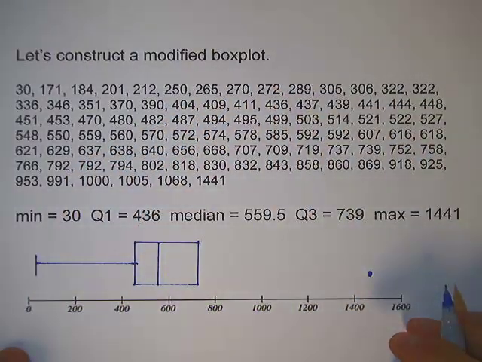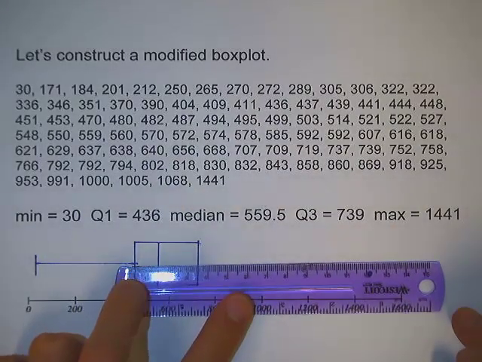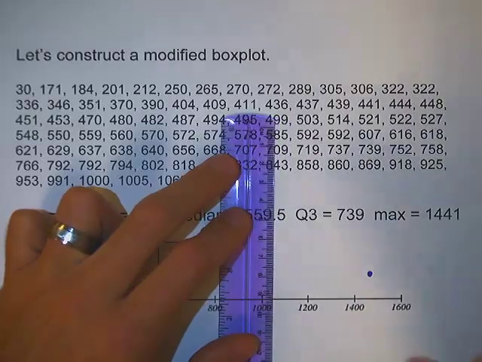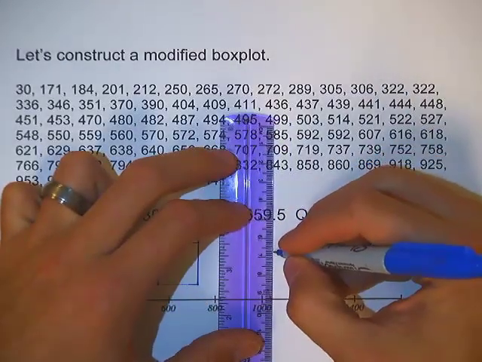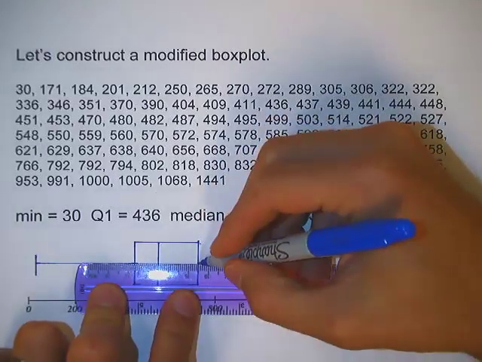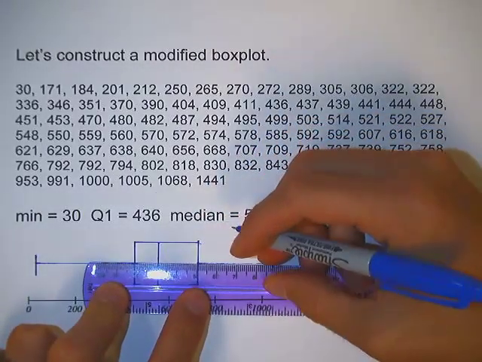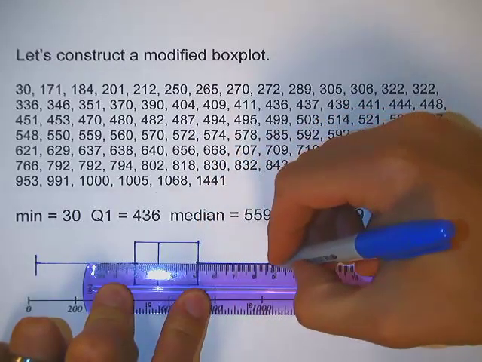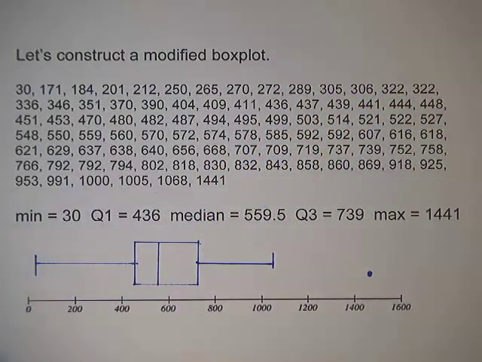Okay, now my upper whisker needs to stop at the highest value that's not the outlier. Okay, so that value was 1068. So now my whisker is going to only go out until 1068. I'll make a little hash mark here, so a little bit past 1,000. Okay, and then I'm going to draw this whisker out to here. Okay, so this now becomes my modified box plot. Looks very similar to a regular box plot, but again, we do have that outlier out here marked with a dot.